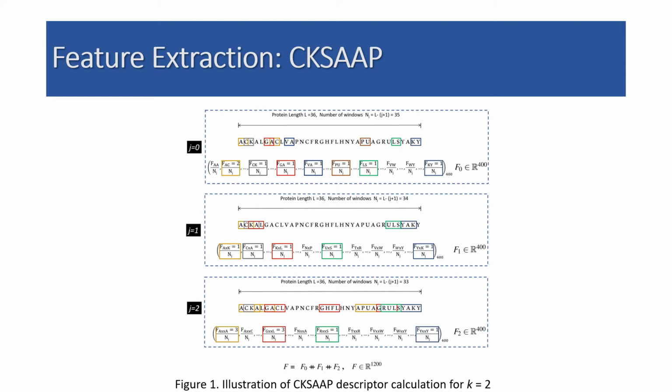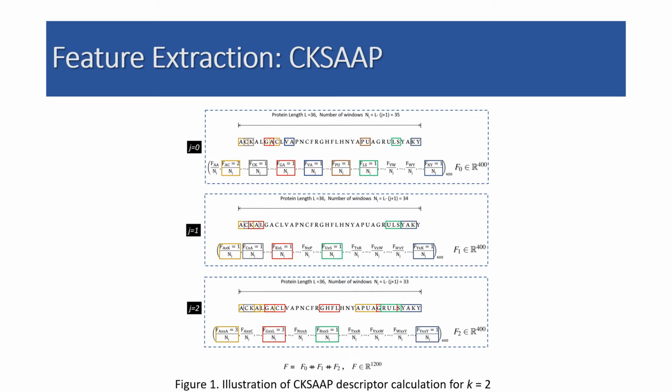Each feature has a length of 400, and the final feature vector is obtained by concatenating F0, F1, and F2, which has a length equal to 400 times 3. The value of each descriptor is calculated by dividing the number of occurrences of that amino acid pair by the total number of K-spaced amino acid pairs in the proteins.